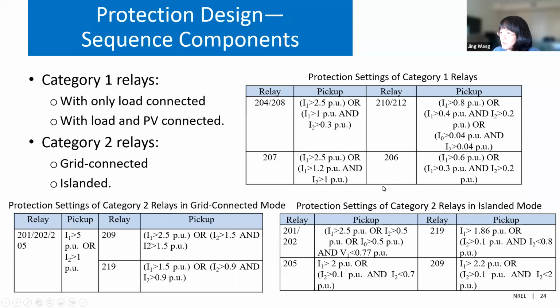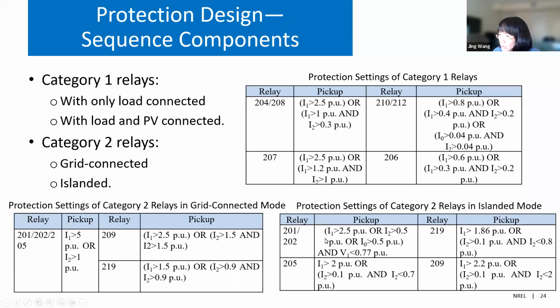So we can also see the different pickup levels for other relays. This is for the category 1 relay in grid connected or isolated mode. But for the category 2 relay, we have differences in grid connected and isolated mode, as you can see here. I will not go through each of them, but just at a high level, we need to have different settings there. So that's how we do adaptive in grid connected or isolated mode.